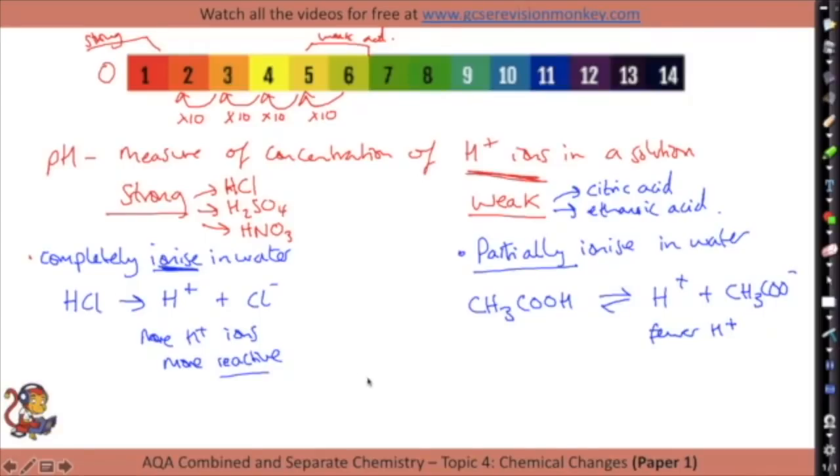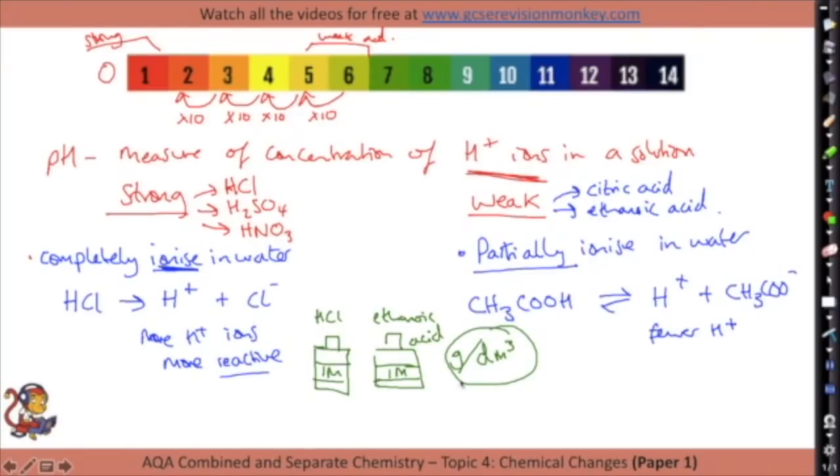But also we can look at them in terms of the difference between strength and concentration, because we could have two bottles of acid with the same concentration, hydrochloric and ethanoic acid, and we can both, for example, have the concentration of 1 molar. They've got the same amount in grams dissolved per volume. Remember those units from concentration. So they've got the same amount of acid dissolved in solution.